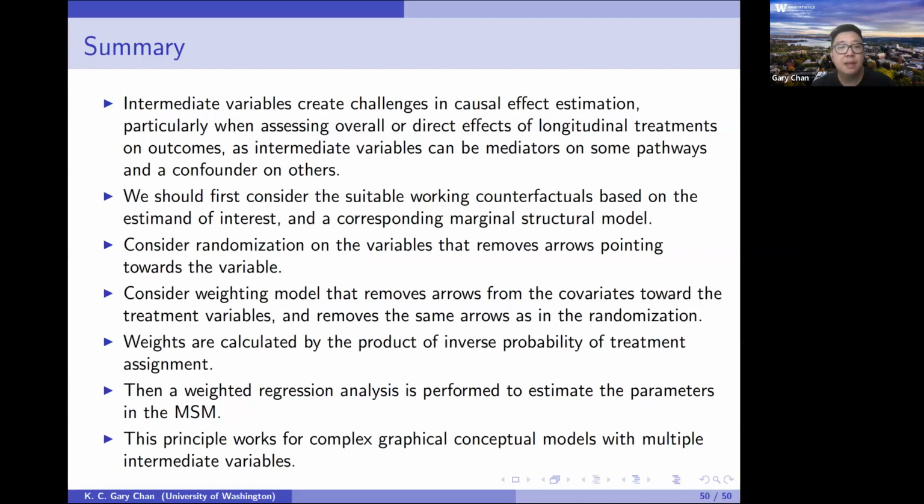This is a framework that works for complex graphical conceptual models with multiple intermediate variables and multiple time points. So it's actually quite versatile and can be applied to a lot of complicated situations. So that's all I would like to cover in this section.